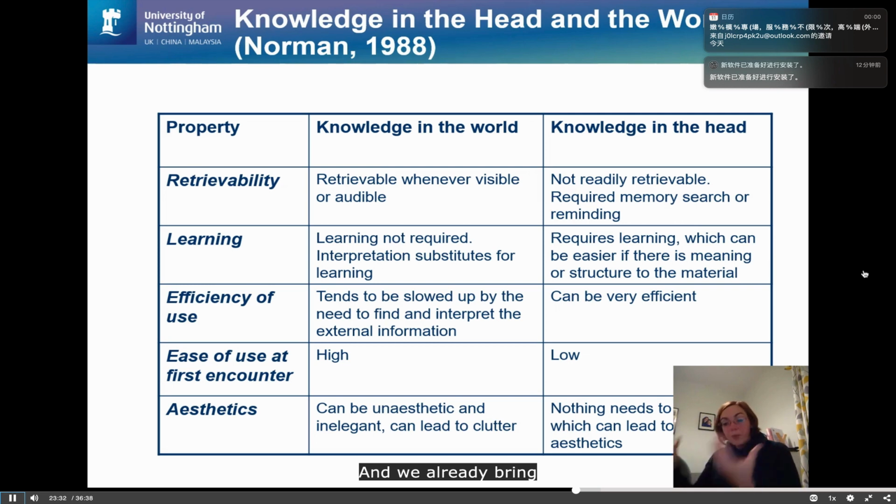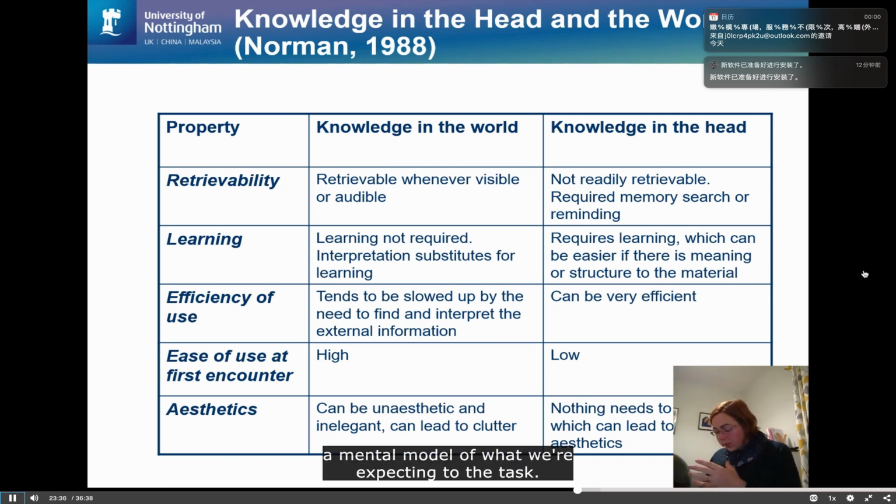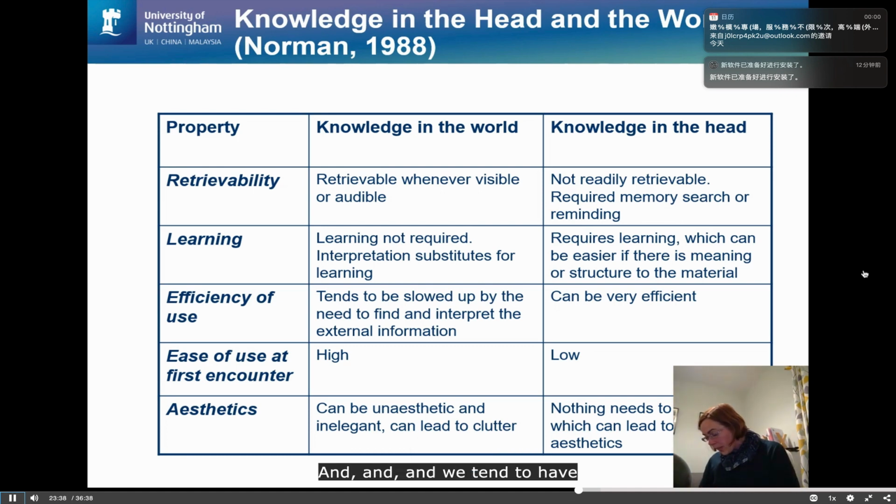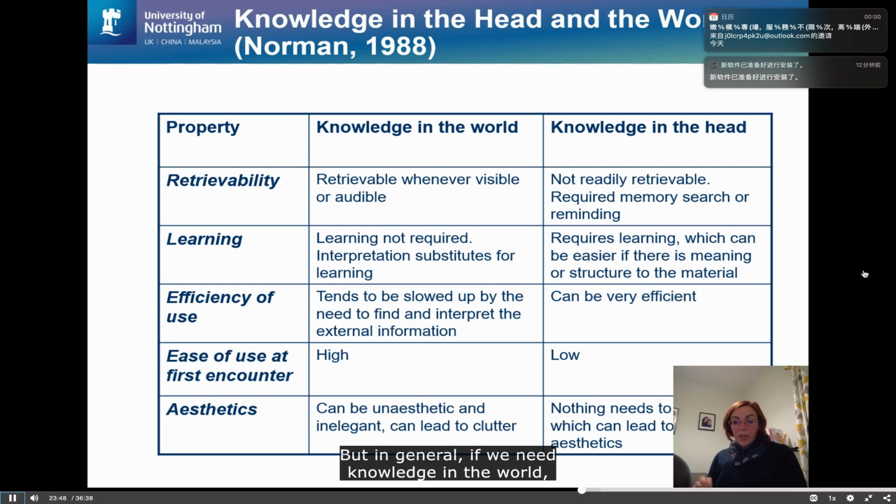We already bring a mental model of what we're expecting to the task, and I'll talk about mental models in a bit. We tend to have very small amounts of information presented to us in that type of task as well. But in general, if we need knowledge in the world, it tends to be something that slows up the process. And if we can do a task purely with knowledge in the head, that can be the most efficient way of executing the task.